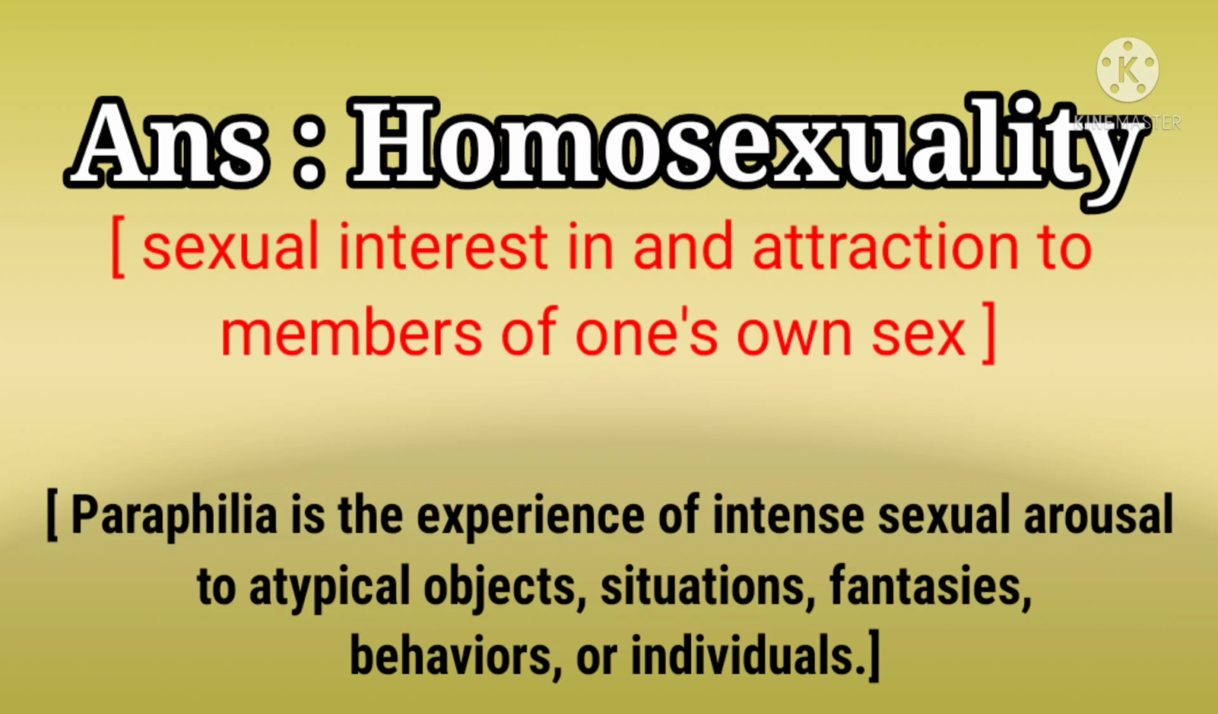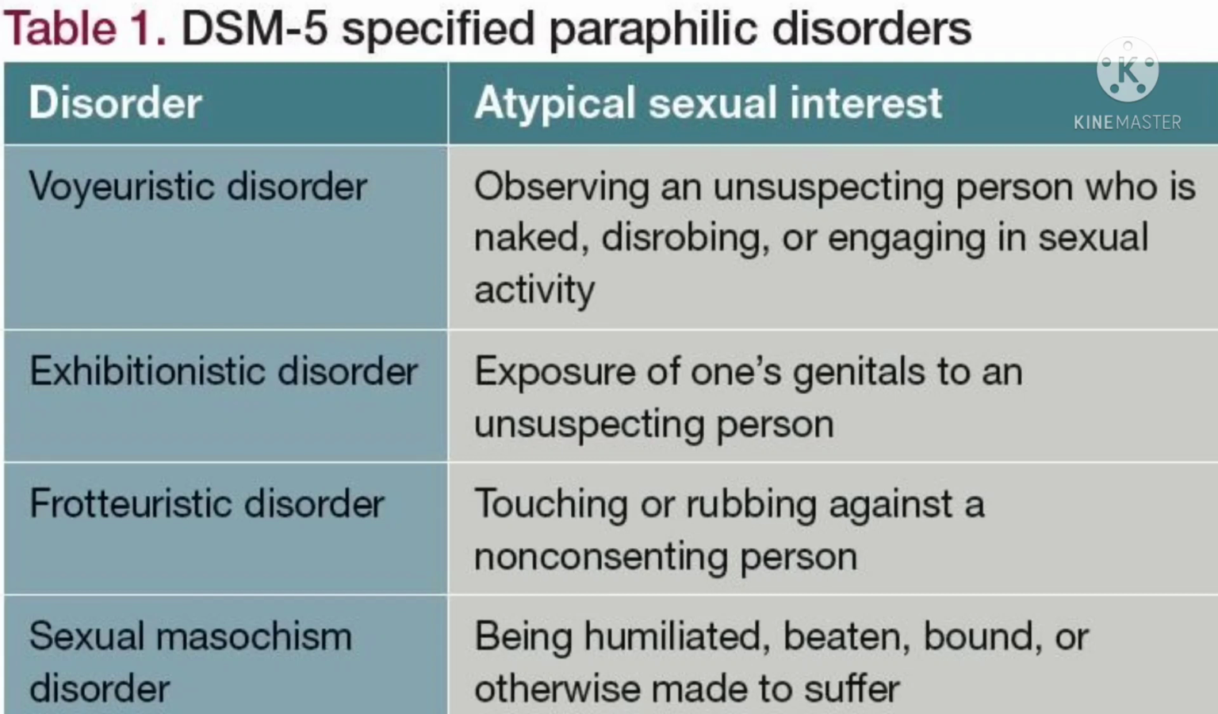Now let's look at paraphilia. Paraphilia is the experience of intense sexual arousal to atypical objects, situations, fantasies, behaviors or individuals. Now let's look at the types of paraphilias. First one is voyeuristic disorder, that is voyeurism. It's observing an unsuspecting person who is naked, disrobing or engaging in sexual activity. A voyeuristic patient can be called a peeping tom.